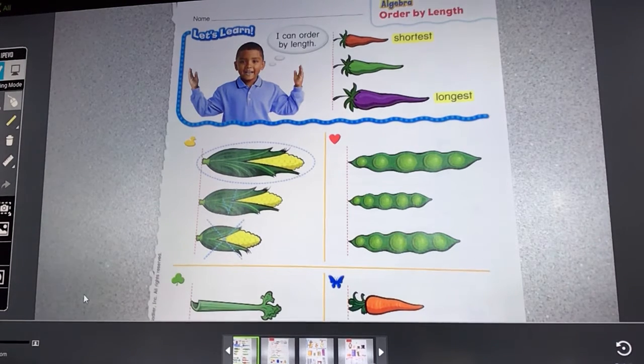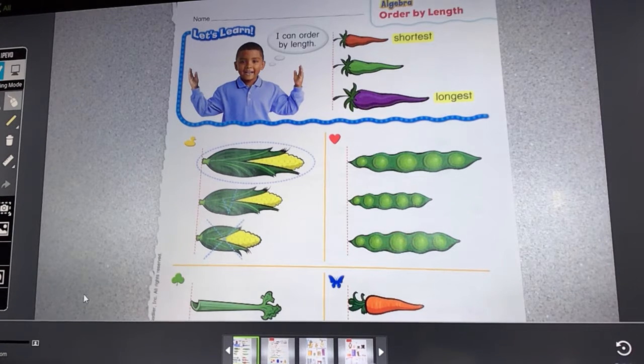Okay, here we go again. Today we're going to be looking at the order of length. Which one is the shortest, which one is the longest, and which one is in between. We talked about length the last time. Now we're going to take that length and look at it a little bit closer. And we're going to compare 3 items instead of just 2.